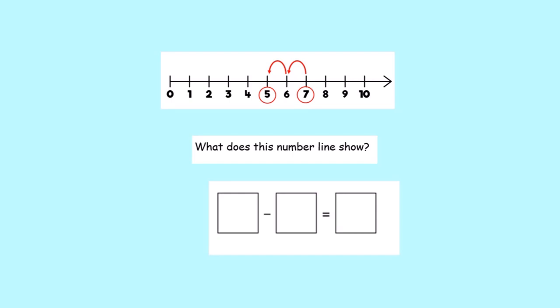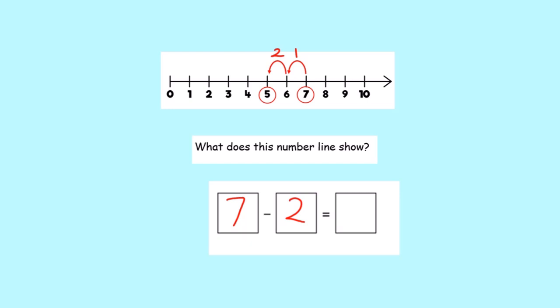Have a look at this one. What does this number line show? The numbers are already marked on for you and so are the jumps. Where did I start? Yeah, I started at 7. And how many did I subtract? How many jumps are there? There are 1, 2 jumps. So I subtracted 2. I subtracted by counting backwards, didn't I?